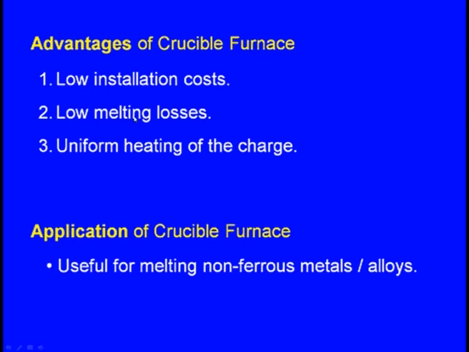Now here we are coming across a new term called melting loss. What is this? Melting loss means generally in every melting there will be loss of material. Suppose if we melt say 100 kgs of cast iron, we won't get 100 kgs of molten metal. Maybe we may get 95% of molten metal, means 5 kgs of melting loss is there. So this is the melting loss. But in the case of the crucible furnace, the melting loss will be very minimum.